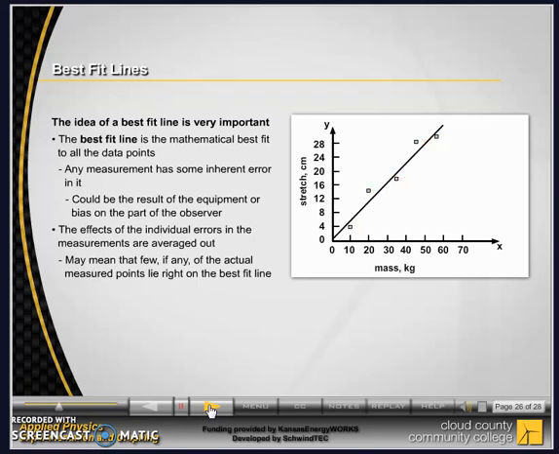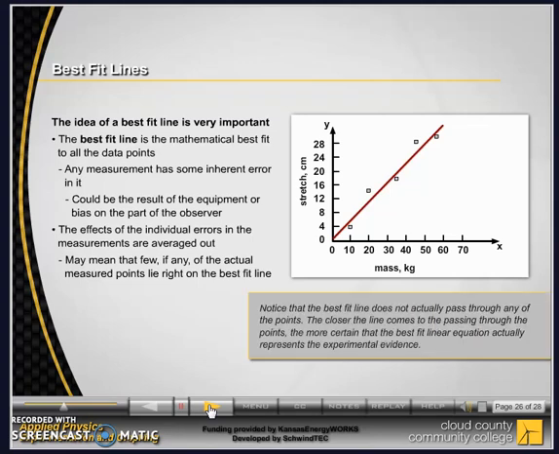In the graph shown, the best fit line to the set of data points is indicated. Notice that the line does not actually pass through any of the points. The closer the line comes to passing through the points, the more certain we can be that the best fit linear equation actually represents the experimental evidence.